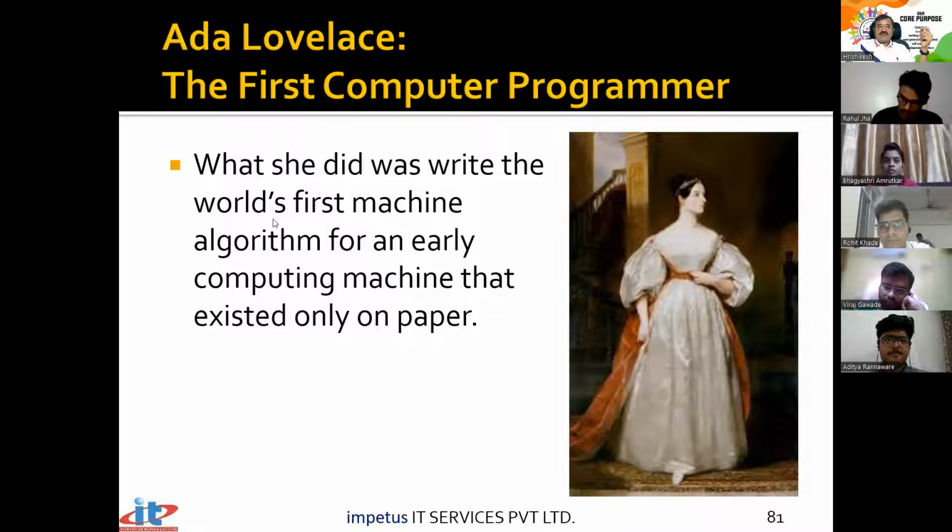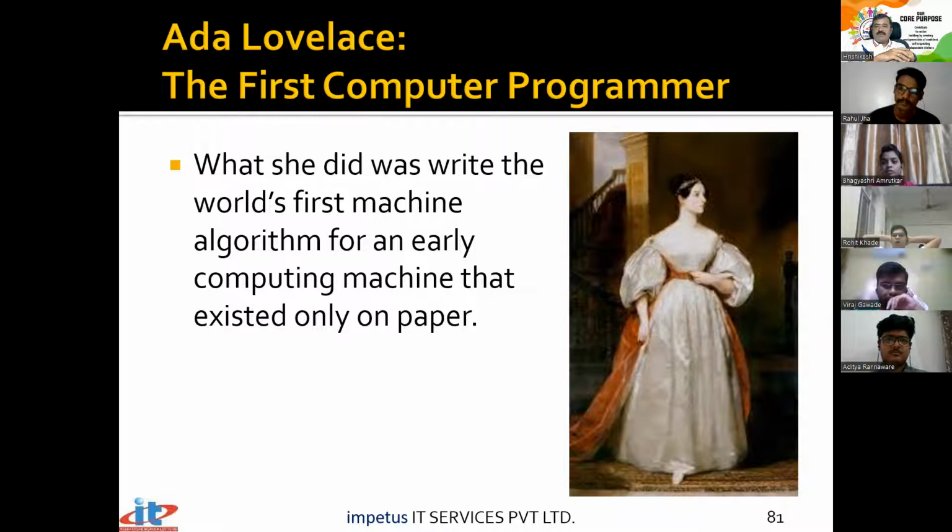What she did was to write the world's first machine algorithm for an early computing machine that existed only on paper. Charles Babbage, even before that, there was a scientist who came with an idea as to how a computer can be designed. The machine was not real. The machine was only an idea. She wrote a program that could run if that machine was really created. Think about it. A fellow comes with an idea as to how we can create a computer, and she writes a program for that computer which is yet not created.